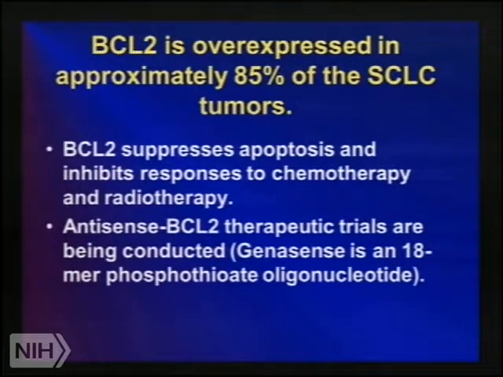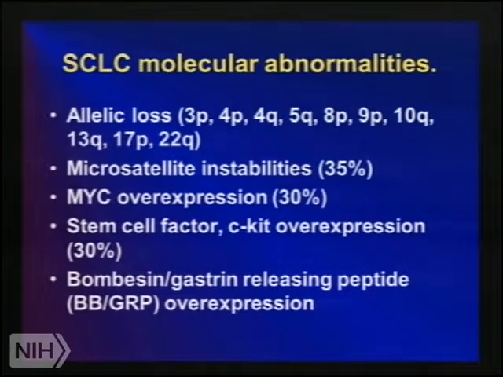BCL2 suppresses apoptosis and inhibits responses to chemotherapy and radiotherapy. So one thing they're trying is antisense to BCL2 in therapeutic trials, and one company is promoting the use of Genasense. But all of these are trials. We really don't have anything that works very well in small cell lung cancer.